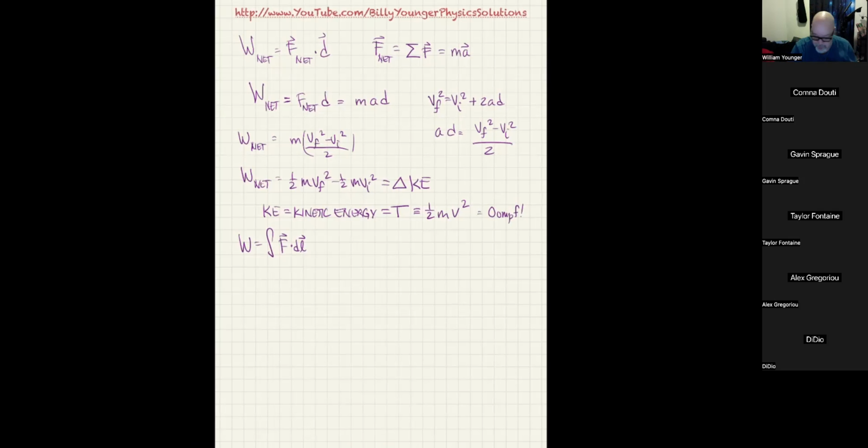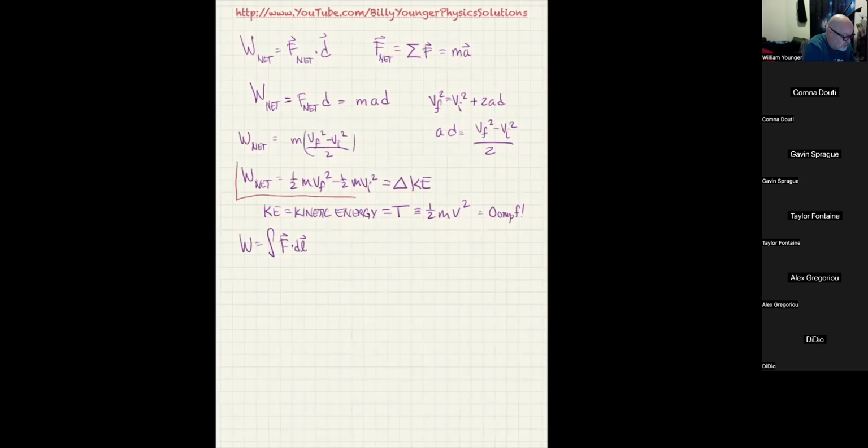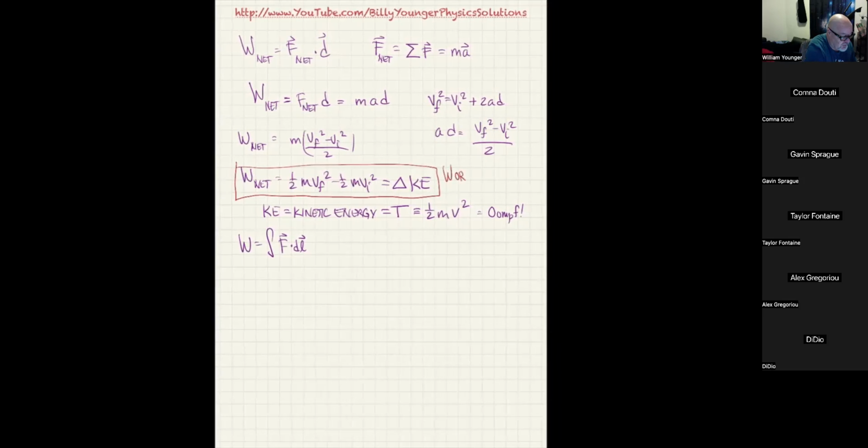Now, this thing that we derived that I wrote down here, that the total work equals a change in kinetic energy, that is actually a new physical principle, and it's called the work-energy theorem.